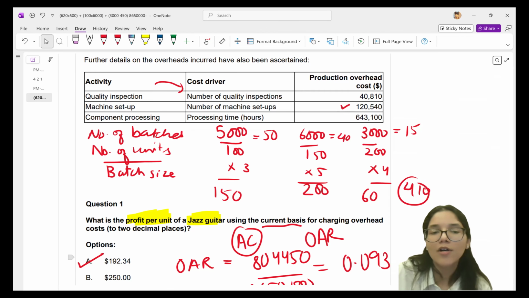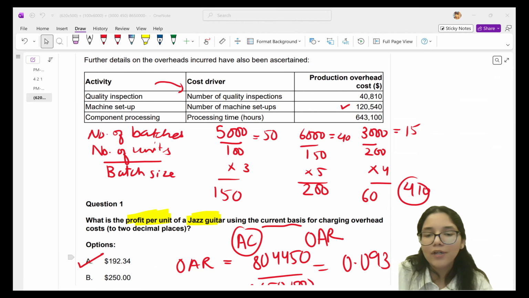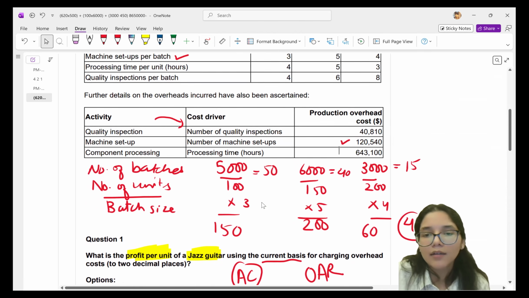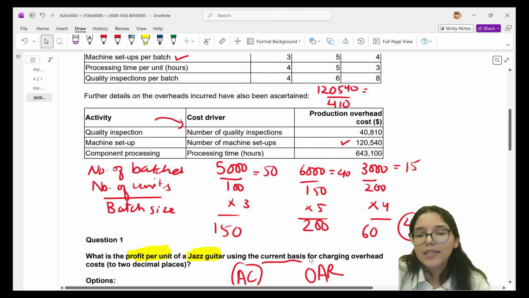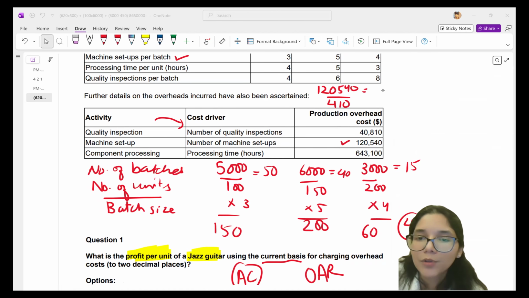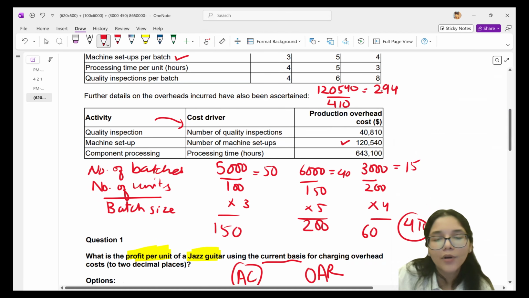That means how much did it cost you per setup? 294. You will divide the total cost of 120,540 by 410. So your workings will be 120,540 divided by 410. And if you run this on your calculator, 120,540 divided by 410, that will give you 294. So this is the per setup cost.